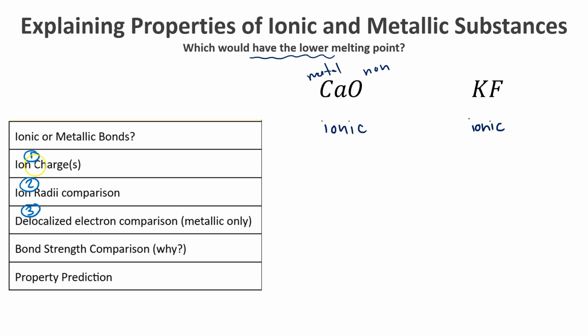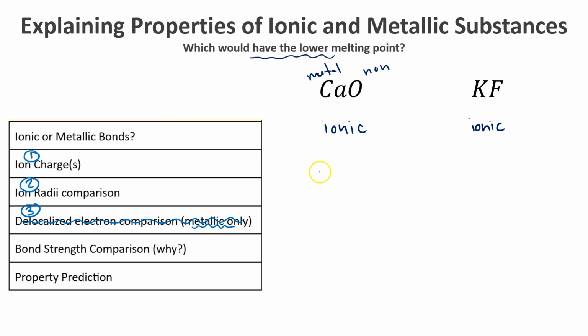The first one is, what are the charges of the ions involved? What are the radii of those ions? In other words, are they big or are they small? And then the last thing is, how many delocalized electrons are there in each substance in a relative sense? Notice, however, this is for metallic substances only. So because both of these are ionic, I can ignore that third one, and we're only going to be focusing on the first 2.